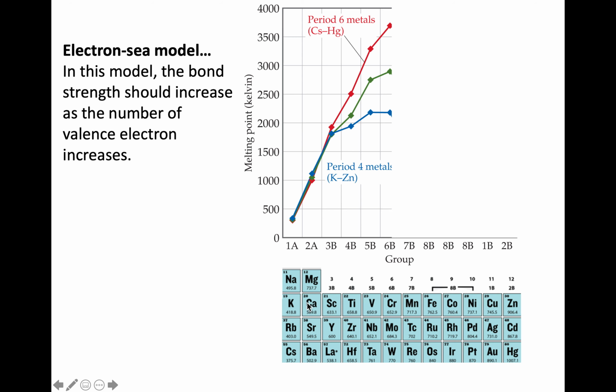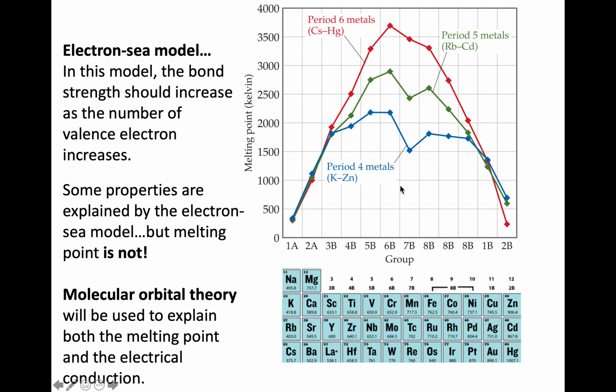As you go across 1A, 2A, 3A, we see that the melting point is going up quite a bit, from around, let's say, 300 to 3,000. But then if we continue on, as we add even more and more valence electrons, it comes diving down again. This sea of electron picture explains some things, but it really fails in this respect. Let's see how molecular orbital theory can begin to give us some insight.